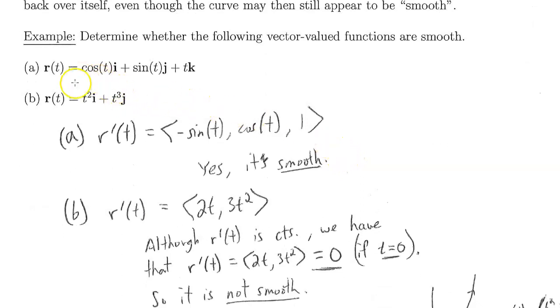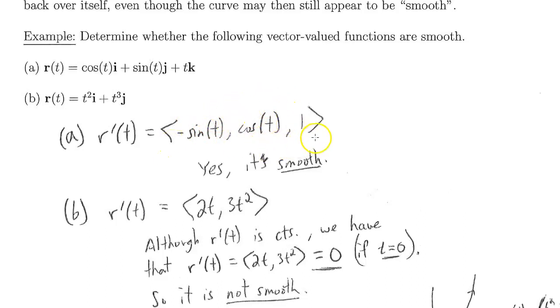So let's determine, algebraically or analytically, whether these vector-valued functions are smooth or not. Now part A is r of t equals cosine t i plus sine t j plus t k. Now actually the graph of this is a circular helix. But is it smooth? Is this a smooth function of t, or is this smoothly parametrized? Well, let's check. Does the derivative exist? Well, r prime of t is going to be, we take the derivative within each of the components, negative sine t, cosine t, 1.